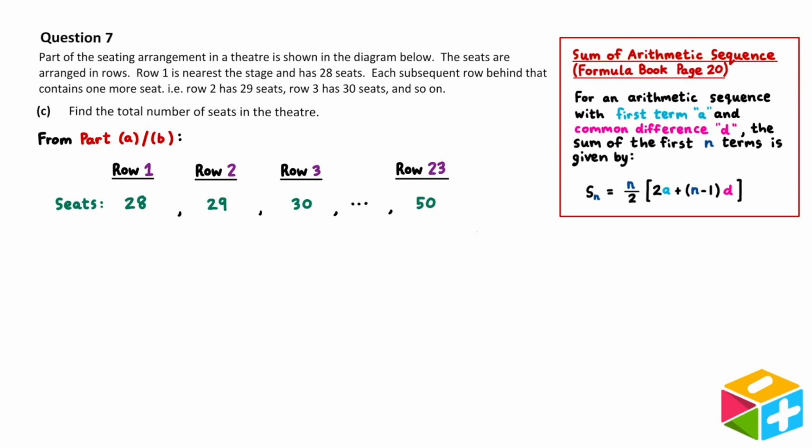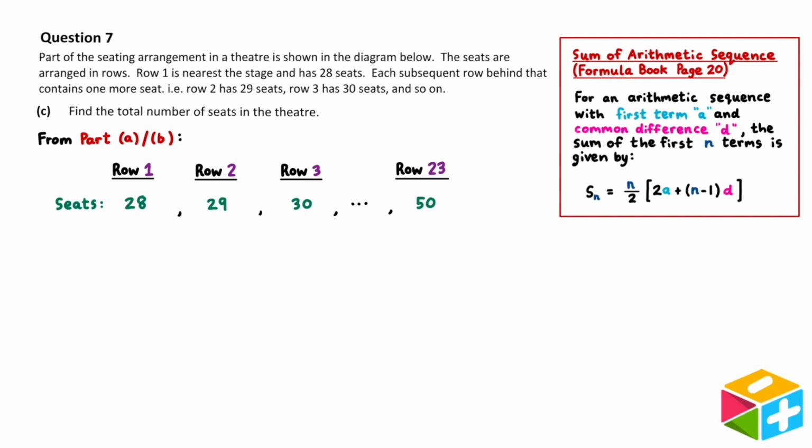It says that for an arithmetic sequence with first term a and common difference d, the sum of the first n terms is given by S_n equals n over 2 times (2a plus (n minus 1)d). If we can find the values of a, d, and n for our sequence, we can use this formula to find our answer.